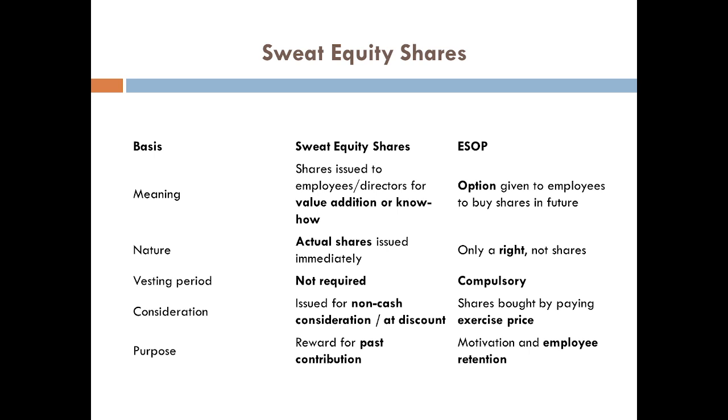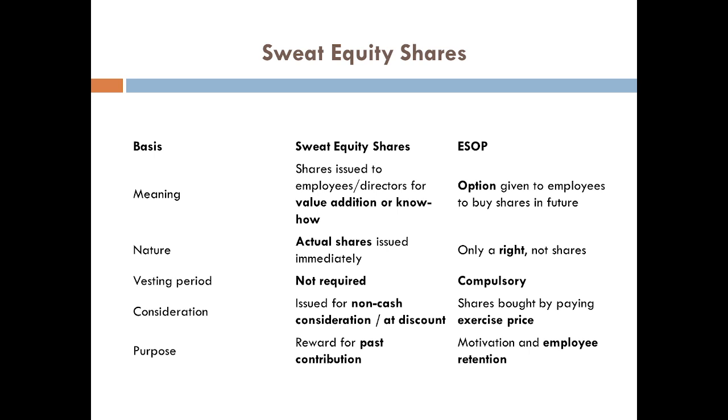The following are some of the differences. Meaning: as far as sweat equity is concerned, shares are issued to employees or directors for value added or know-how that they have. Employee stock option scheme is an option that is given to the employee which will be exercised after the vesting period. Nature: in sweat equity, the actual shares are issued immediately. Only rights are given in case of stock option. Vesting period: there is no such vesting period as far as sweat equity is concerned. In case of stock option, vesting is very much essential.